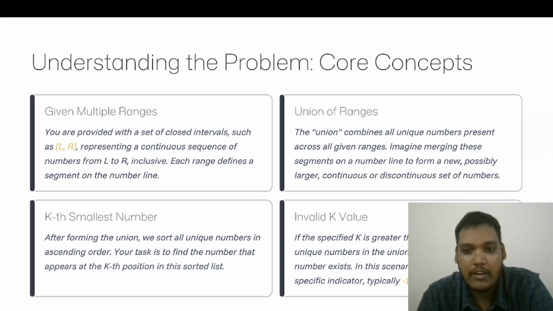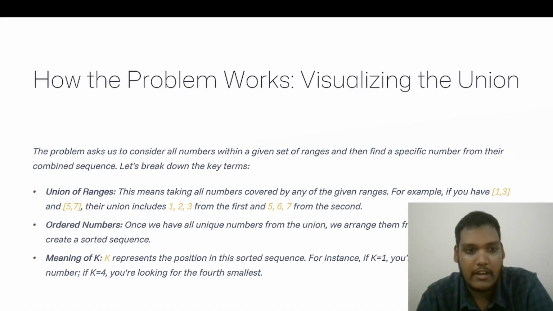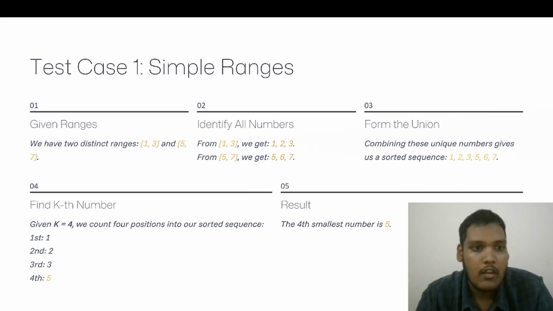If there is no kth index, we have to return the value -1. First, we have to add all the numbers from different ranges and combine them into a union. Here, k represents the position after combining.